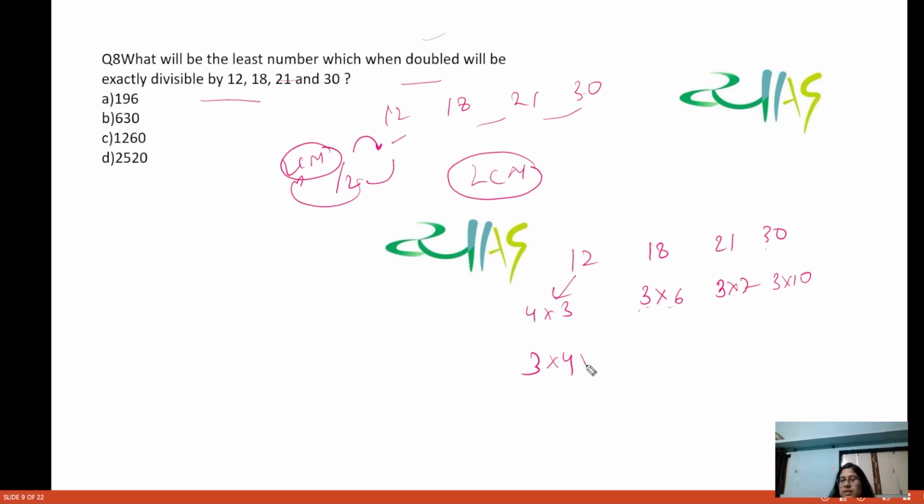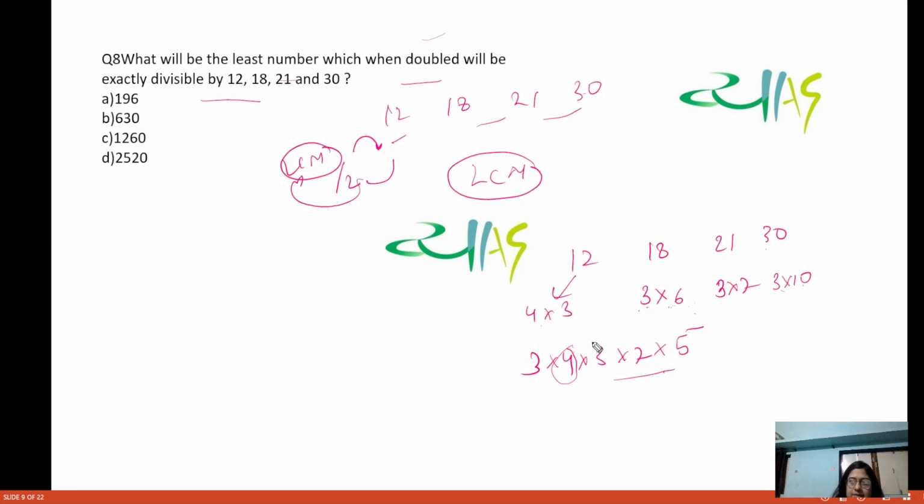OK, so we need one more 3 because this has two 3s. This has 3, so we have 3, we have 7. We don't have 7, so we write it, and this has 10. So we have 2, we already have 2 because we have 4, and we need to have one 5 as well. So this is what we are getting as our LCM.